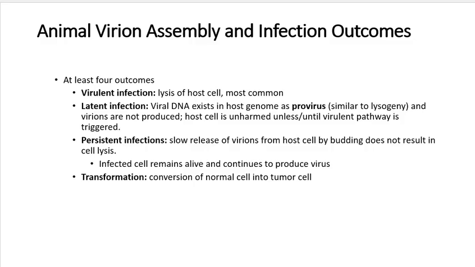Okay, and then you can get persistent infections. Very slow release of the virions from the host cell by budding. Does not really, like we just saw, result in cell lysis. The infected cell remains alive and continues to produce virus. Okay, and then we can get transformation, which is a conversion over from a normal cell into a tumor cell, as in a cancer virus.